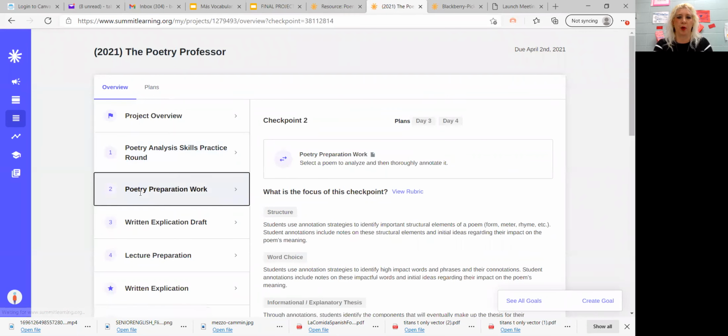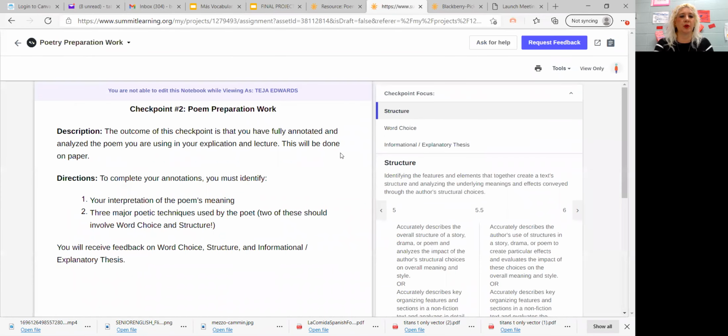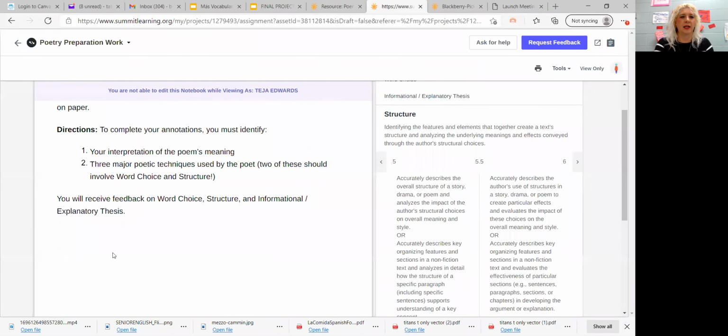Let's go to poetry prep work. All right, we're going to select a poem to analyze it, and we're going to annotate it. So in poetry prep work, you are going to pick a poem. You need to tell me, which poem are you doing? So type it out here. You're allowed to type on this. This is your notebook. Pick your poem and then your interpretation of the poem's meaning.